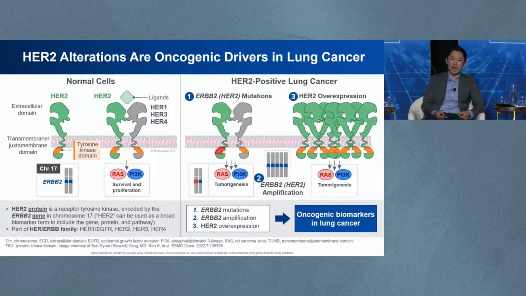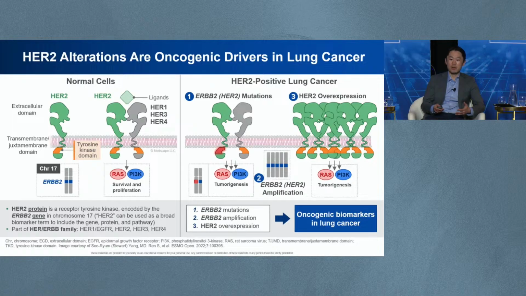So one, we can have ERBB2 mutations, where you have mutations most commonly in the tyrosine kinase domain that turns the gene on, the protein on, and would lead to tumorigenesis. You could also have increased copies of ERBB2 genes, or ERBB2 amplification, that can often lead to HER2 overexpression or overabundance of the receptor on the surface that would also lead to overactivation of the HER2 signaling and tumorigenesis as well.